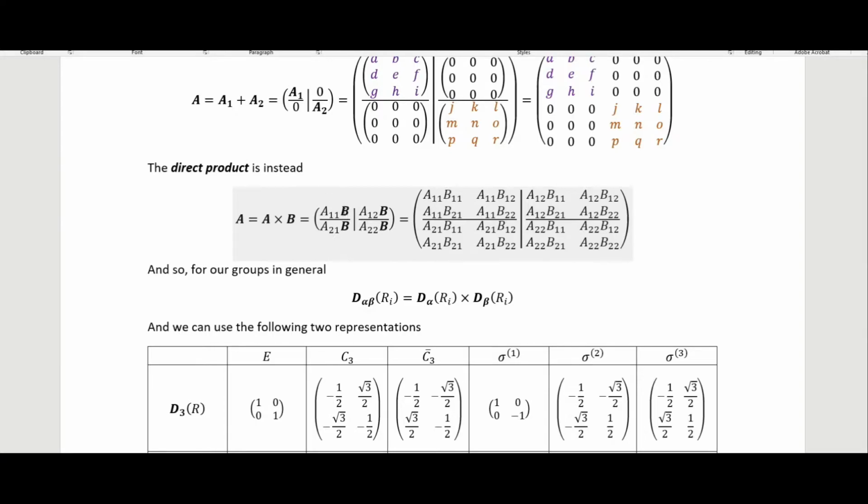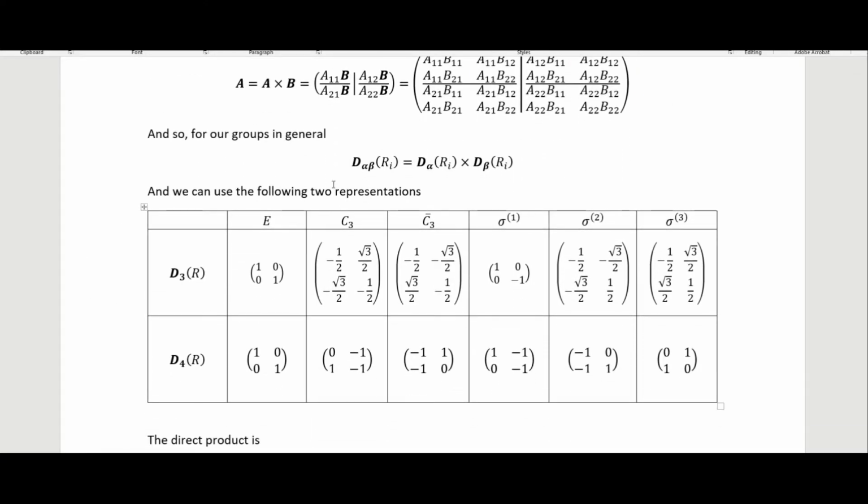We go through all of the B's in this upper left, multiplied by the A11. Then we do all of the B's in this upper right, multiplied by the A12, and so forth, so that we have in the upper left A11 B11, A11 B12, A11 B21, A11 B22, and so on. For our groups in general, we have the D alpha beta representation of our group equaling the direct product of the alpha and the beta representations.